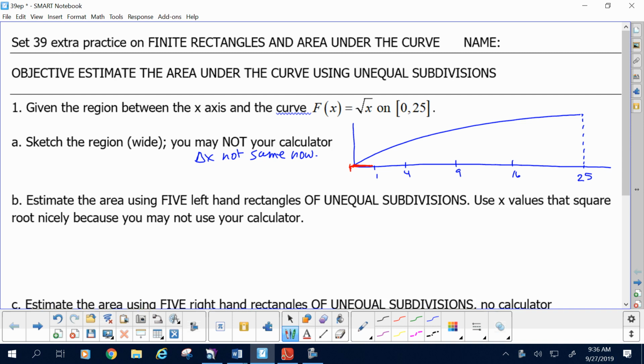You with me? From 1 to 4, if I'm using left hand, do I draw the height at 1 or 4, Marcus? 1. All right, now when I say draw the height at 1, this is what I mean. Start at an x of 1, go up to the curve, and we're using that for the height of the rectangle from 1 to 4, yeah? So the rectangle from 1 to 4 will have that height at that level of 1.